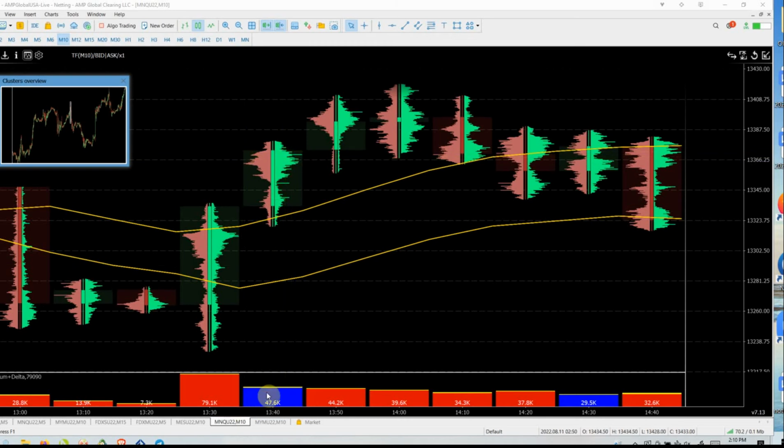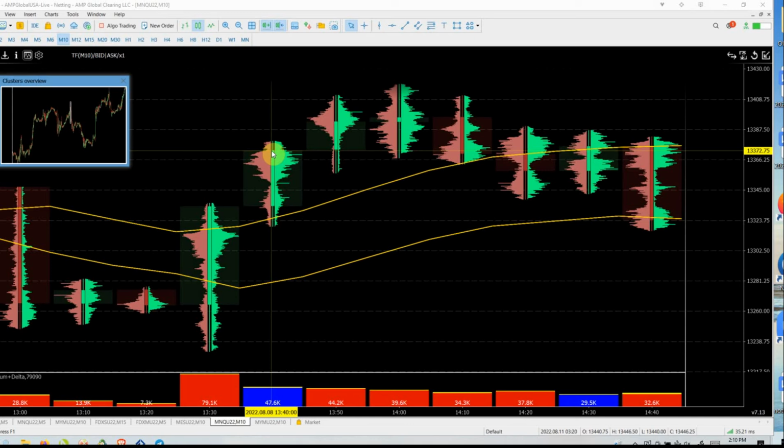The one thing that does concern me about this is that, yes, there was positive volume here, but you can see it was quite a bit lower than the selling pressure on the opening candle. So that does give me a little bit of pause for concern, and that turned out to be worthwhile. So I would have gone long right here at the close of this, which is about 13,372.